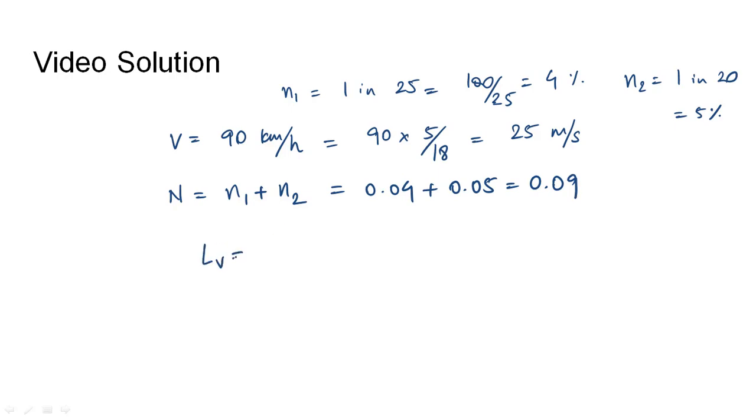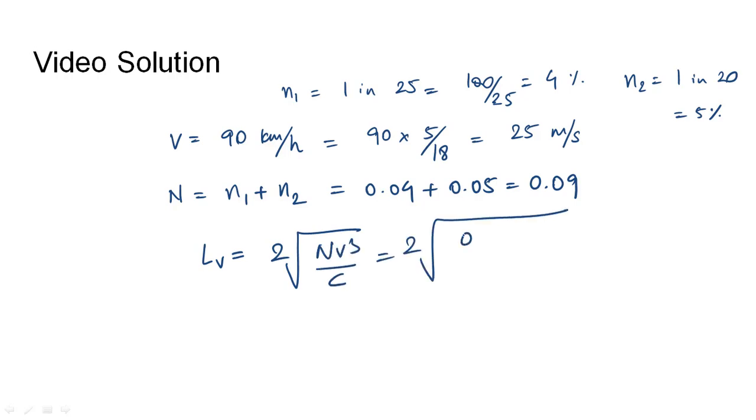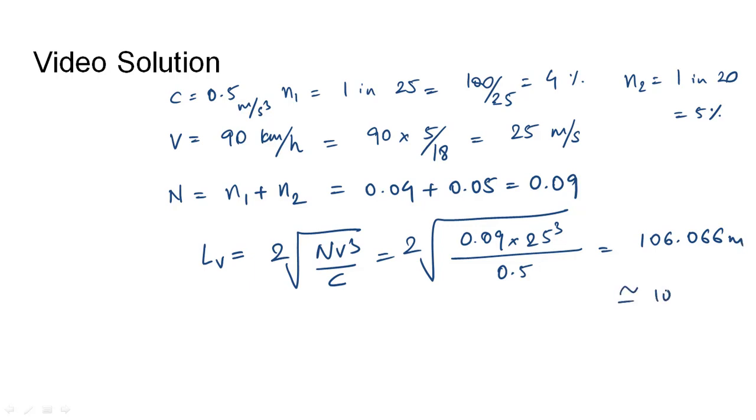Substituting the values to obtain the length of the valley curve, which is 2 root N V cube by C. So N in our case is 0.09, V was obtained as 25, cube divided by C, which is mentioned in the problem statement as 0.5 meter per second cube. So substituting the values, the length of the valley curve is obtained as 106.066 meters. This can be rounded off to 106.07 meter.